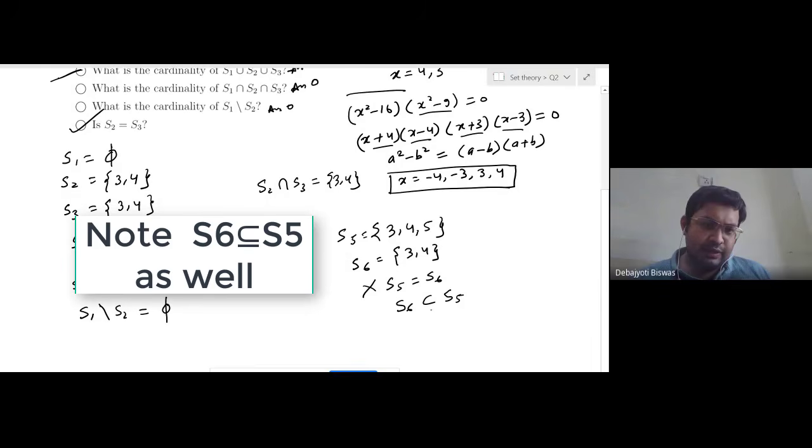Yeah, we can see that. So this is all from my side. So I think Devjyoti would like to show some application part of this set theory. So Devjyoti, could you please go ahead with that?